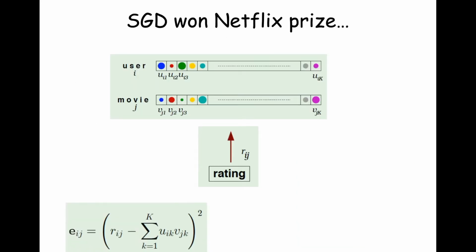Okay, so just so happens that the Netflix prize that we talked about early in the semester, the winning solution was a variation of stochastic gradient descent.